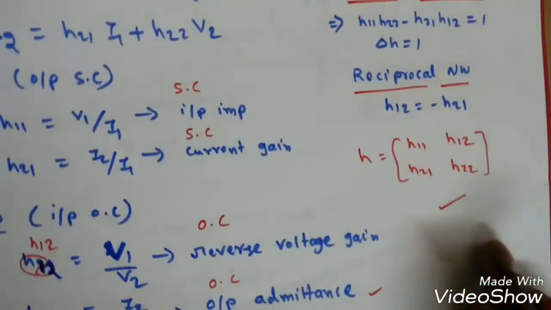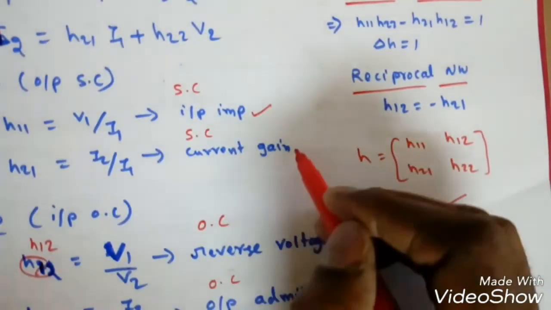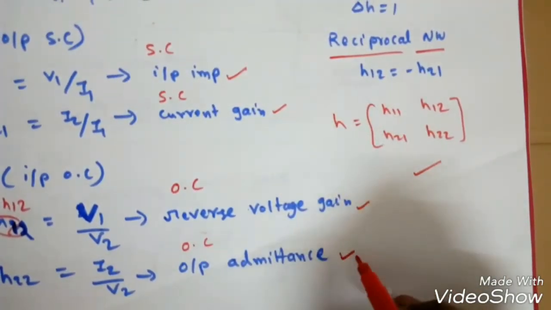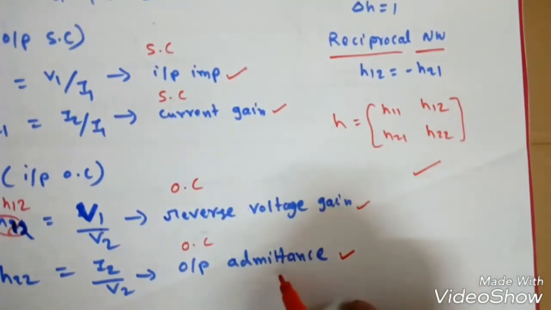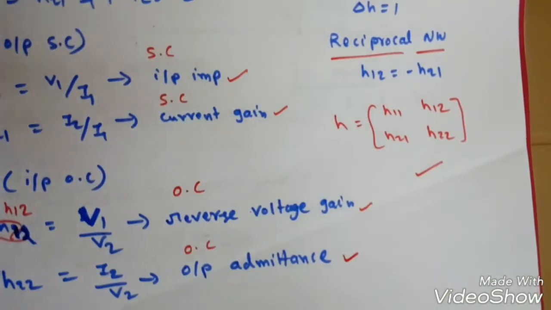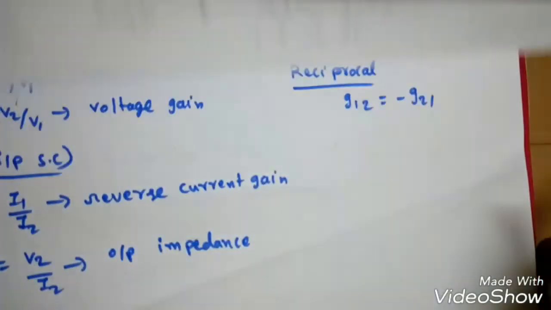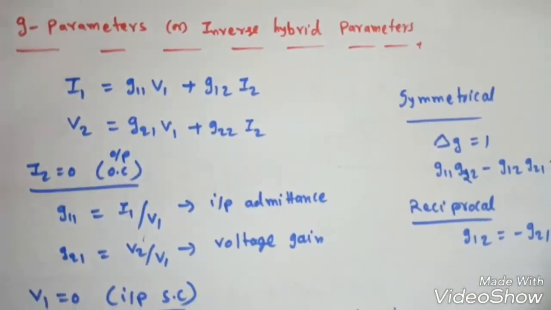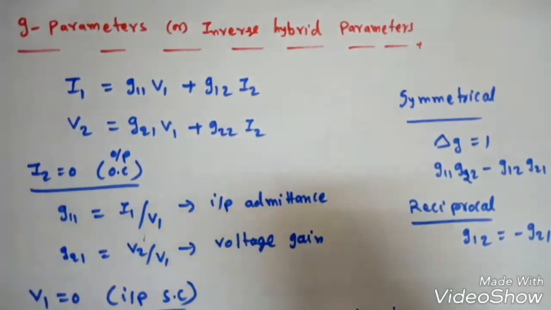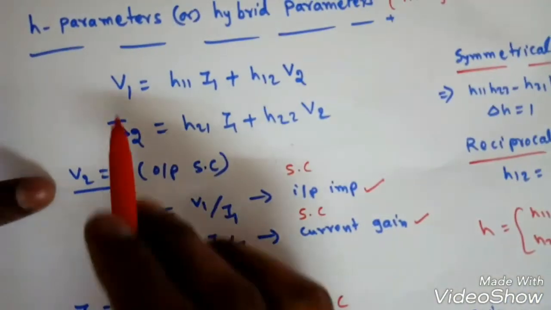So this is about the hybrid parameters. Now if you see this, we have input impedance, current gain, reverse voltage gain, and admittance. So it is a mixture of impedance, admittance, and gains, voltage gain and current gain. That's why it is called hybrid parameters, right? Next one is G parameters or inverse hybrid parameters. So it is opposite. See, in this we have taken V1 and I2.